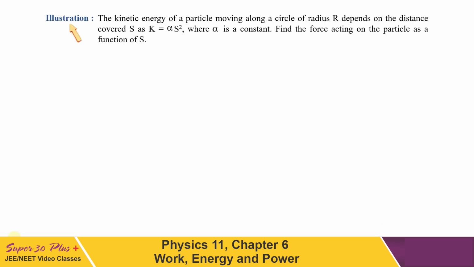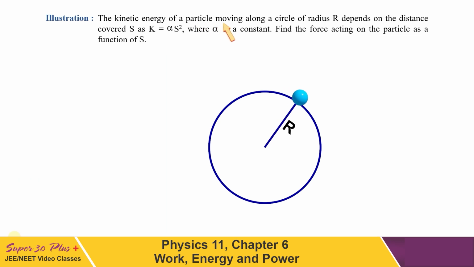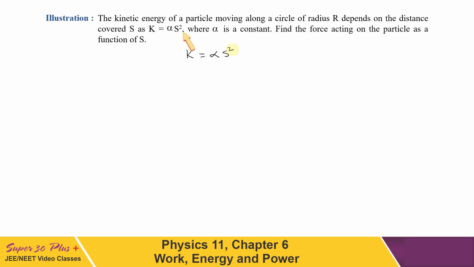One more illustration I have. The kinetic energy of a particle moving along a circle of radius r depends on the distance covered s as, this is the variation given for kinetic energy, it is equal to alpha s square. Find the force acting on the particle as a function of s.